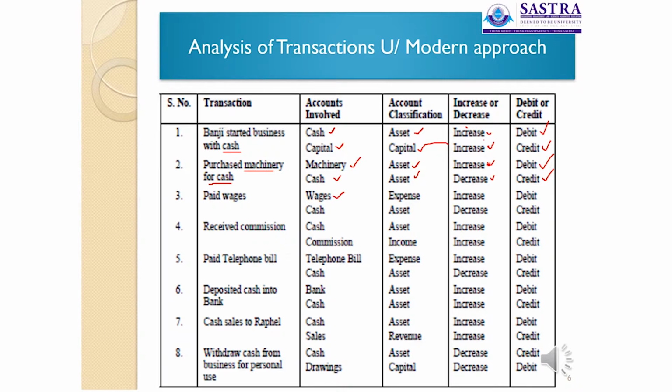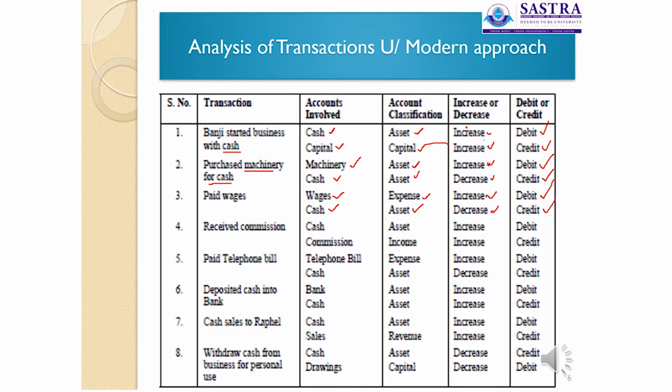Wages account is relating to expenses. Cash account is relating to asset. Here expenses increase, asset value decrease because cash goes out of the business. So if our expenses increased, automatically the amount of capital reduced. So it should be debited. Then cash goes out of the business, so the value of cash should be decreased. So that should be credited. If asset decrease, it should be credited.